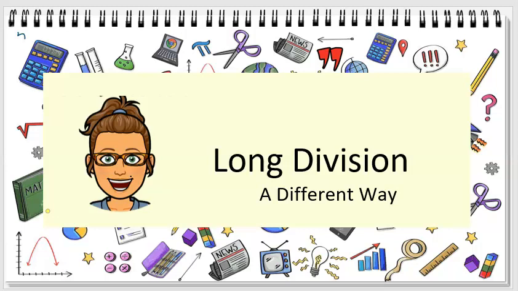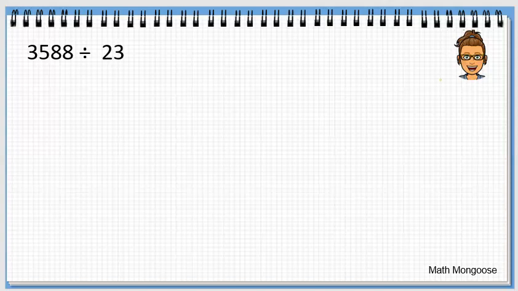Okay, so let's look at the first question that we have here. And this is the kind of long division I'm talking about. 3,588 divided by 23. Now, I know for a lot of us, once we see that we're dividing by two digits, we start to panic because we think it is difficult. And a lot of times it is difficult for us. But I'm going to show you another way.